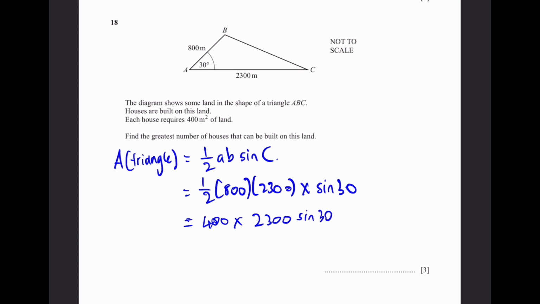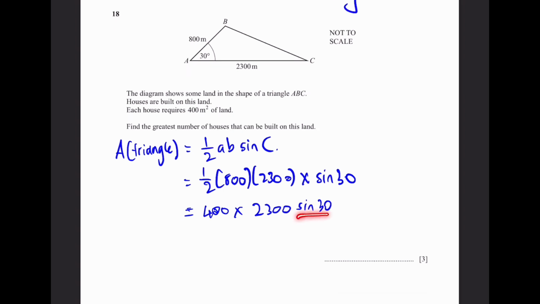So let's do 2300 sine 30. As you know, sine 30 is equal to 1 by 2, so we can replace that. 400 into 2300 into half. This one will become 1150. So first of all, it'll be 400 into 2300 into half. That will be 400 into 1150.